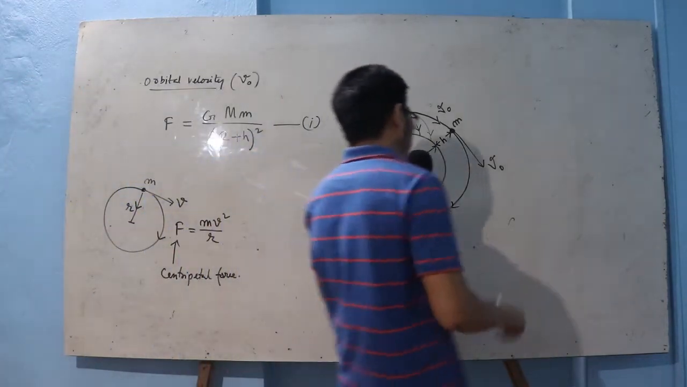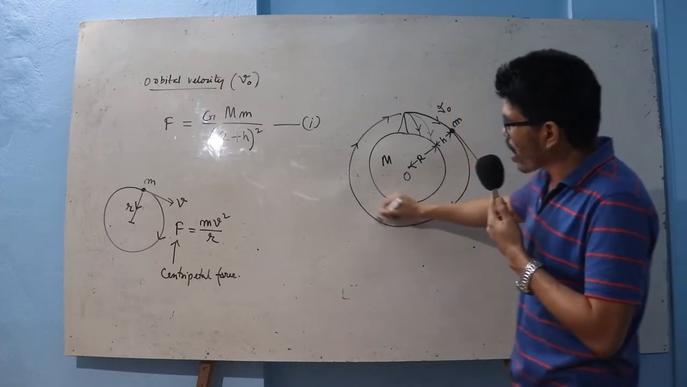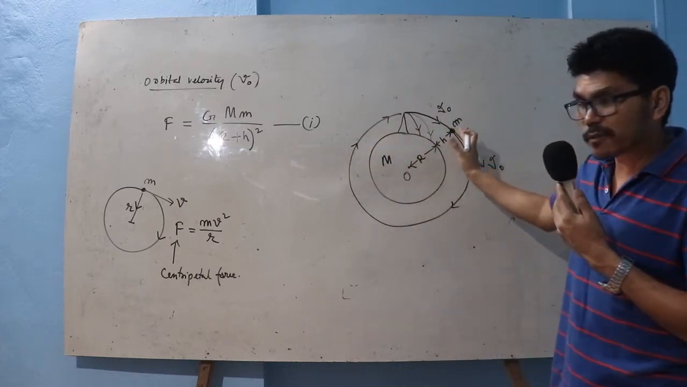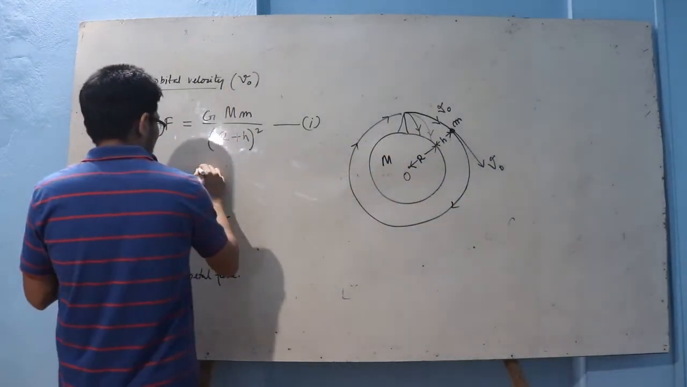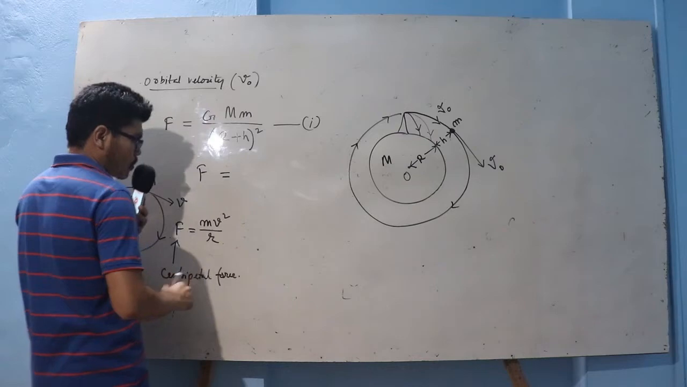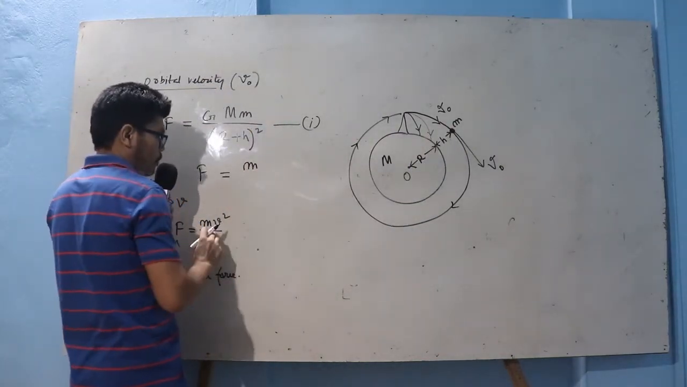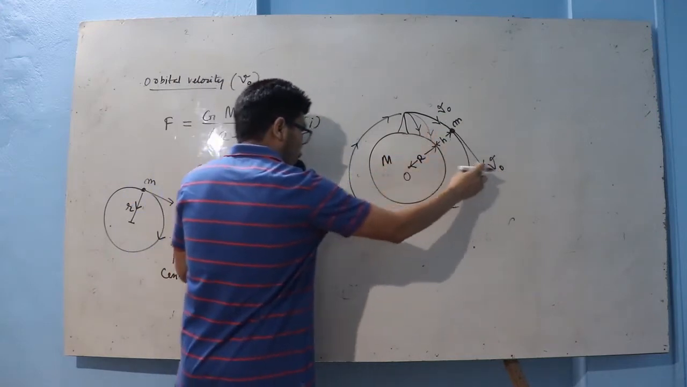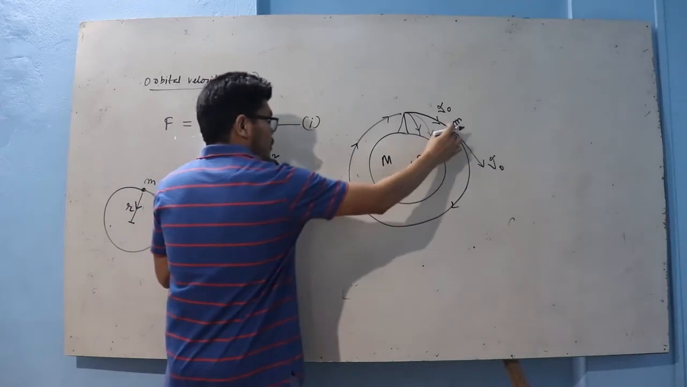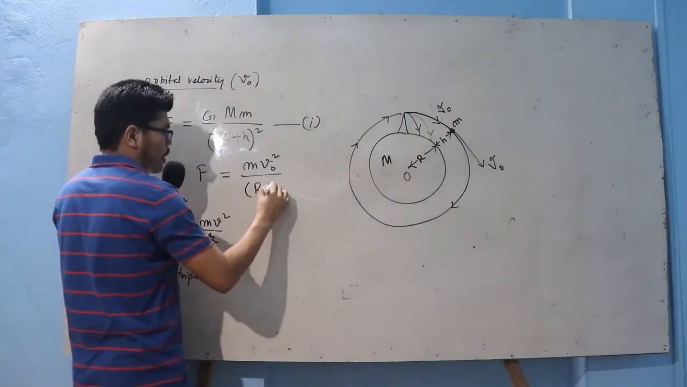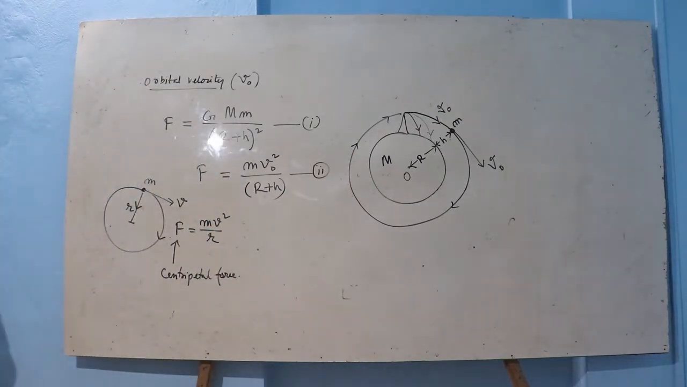So like this, in this satellite also, the body is going to go around. It means there must be a centripetal force. So this centripetal force will be given by F is equal to, using this formula, the mass is m, and for the orbital velocity, it becomes m v_o square by the distance, which is R plus h. Equation number 2. We have two equations now.